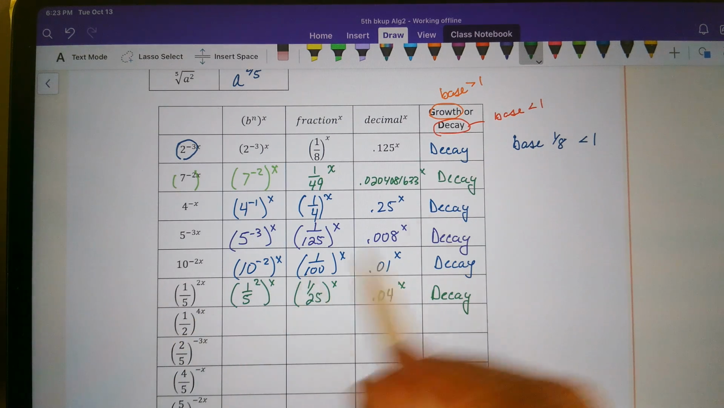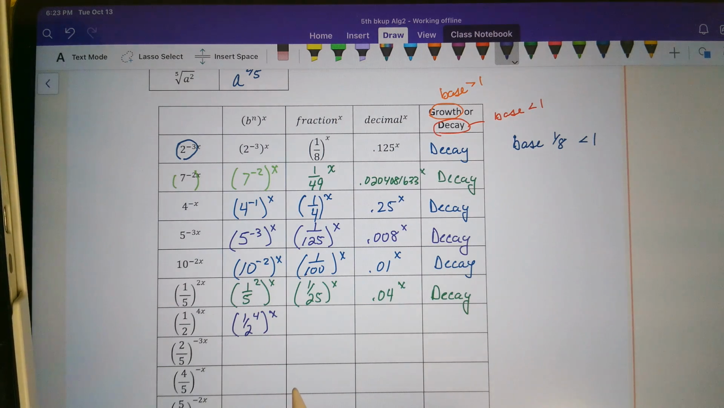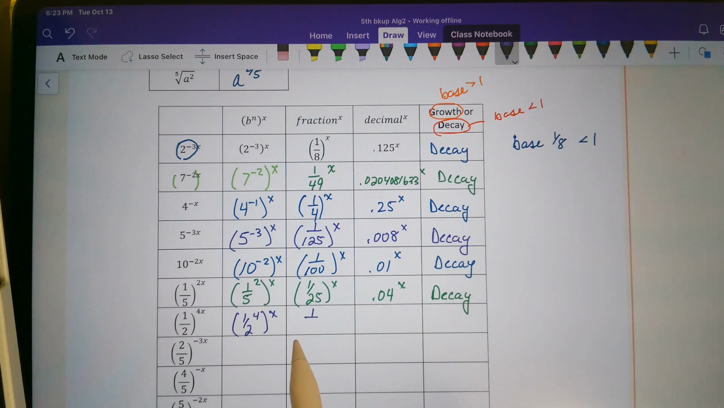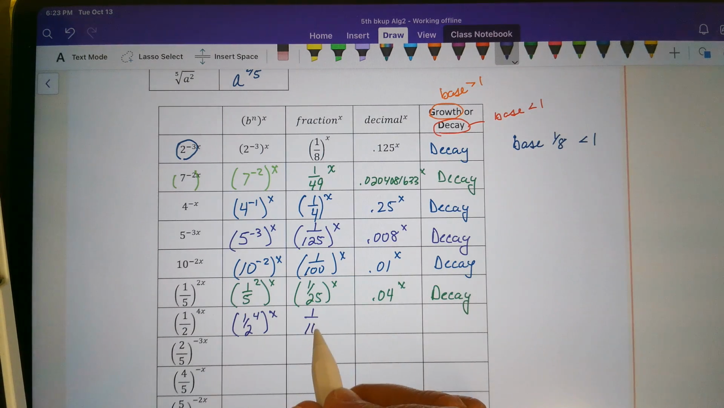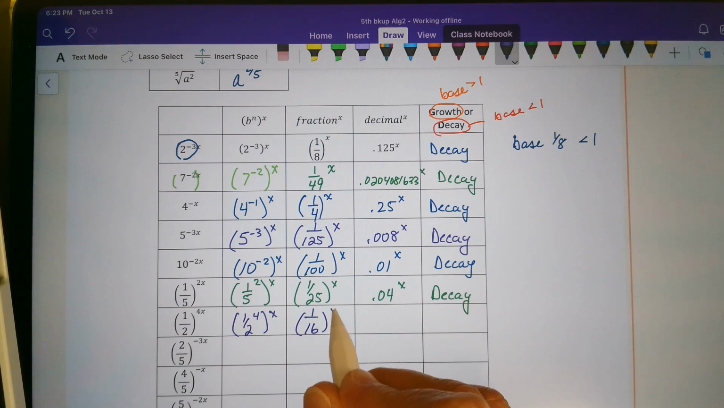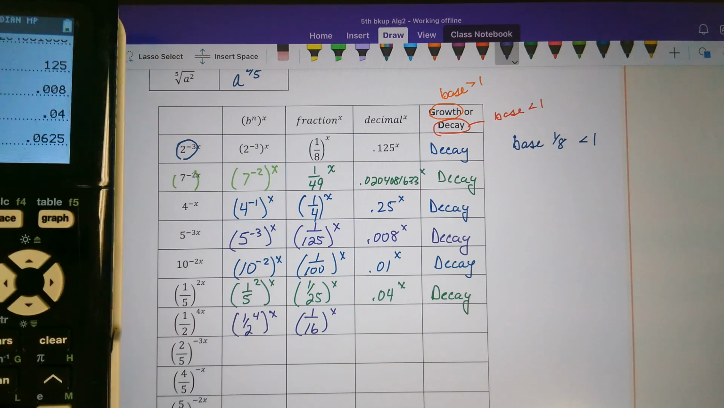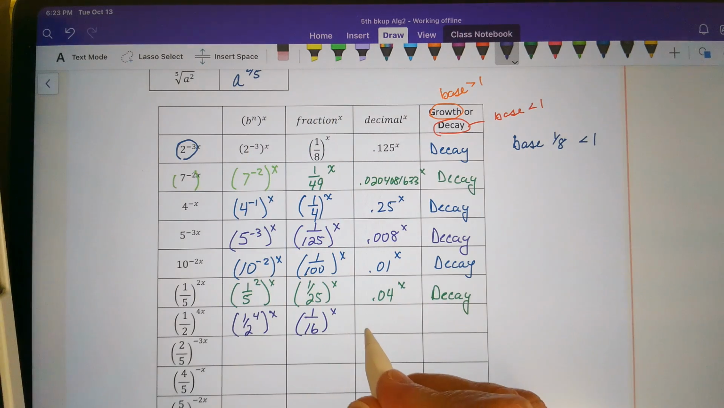1/2 raised to the 4x. 1/2 to the 4th raised to the x. 1/2 to the 4th is going to be 1/16, to the x. 1 divided by 16 is 0.0625.